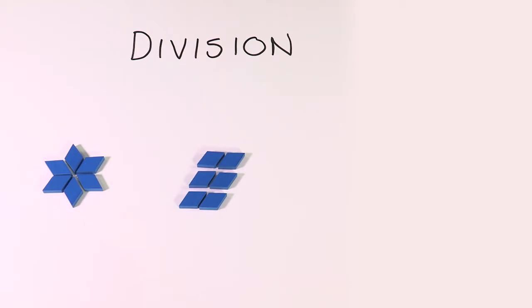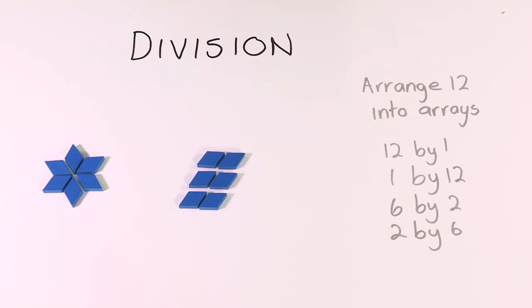The second step with division is to link division to arrays. The concept of arrays should have been taught in multiplication before you get to division. An example of this would be, how can we arrange 12 into arrays? We could do it with a 12 by 1 array, a 1 by 12 array, a 6 by 2 array, and a 2 by 6 array. We could also do it by a 3 by 4 array or a 4 by 3 array. And what this means is that 12 can be divided evenly by 12, 6, 4, 3, 2 and 1.